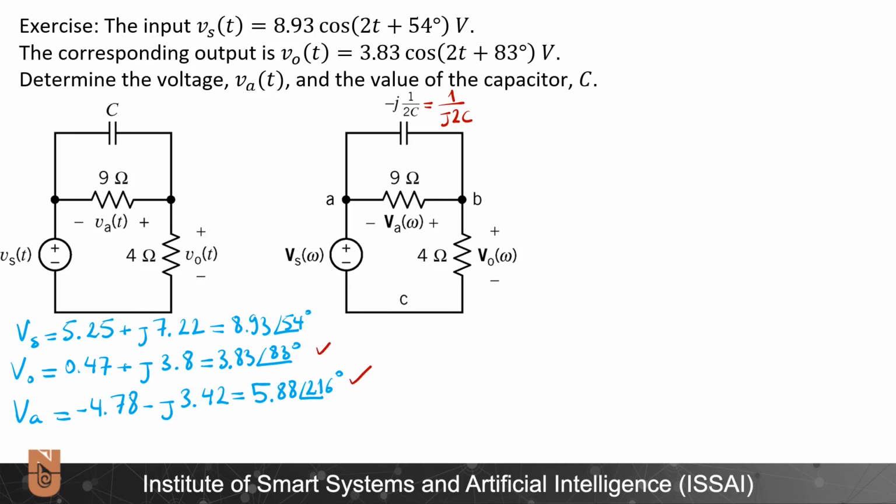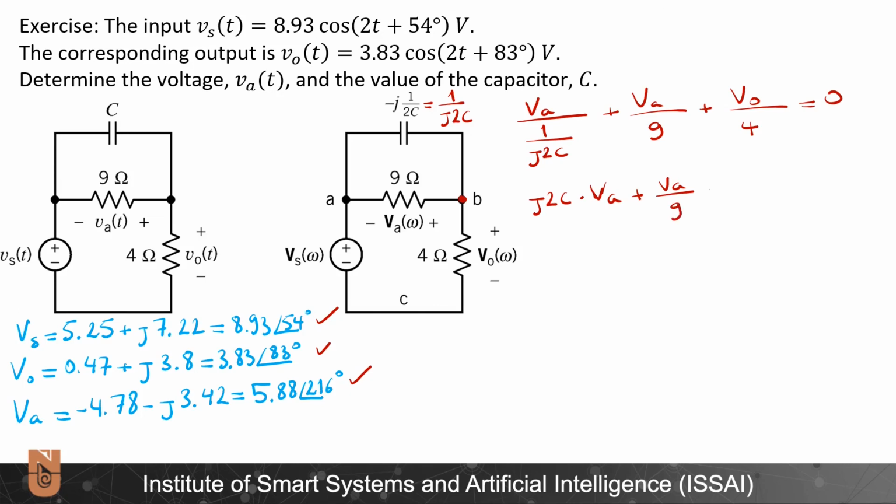I have VA, Vout, and Vs phasors, so I can right now write the KCL for node B, and that will be VA divided by 1 over j2C plus VA over 9 plus Vout divided by 4 is equal to 0. And I can further simplify this as j2C times VA plus VA over 9 plus V0 over 4 is equal to 0.